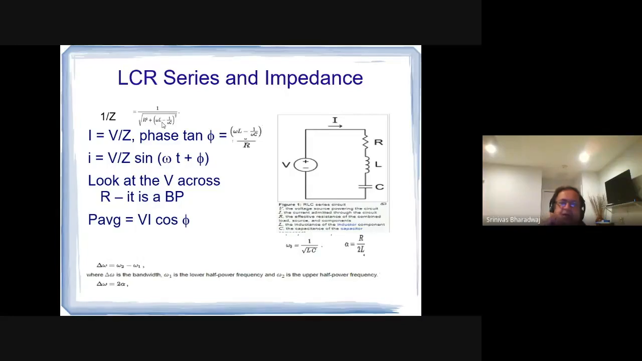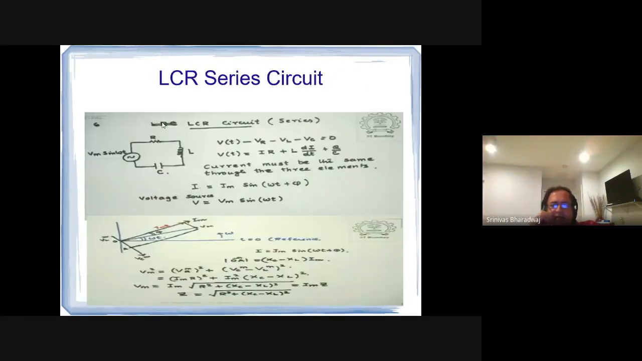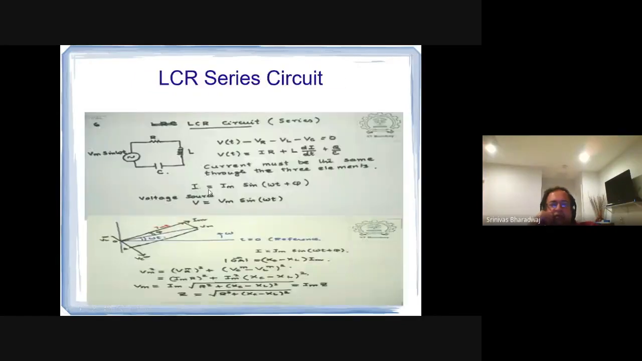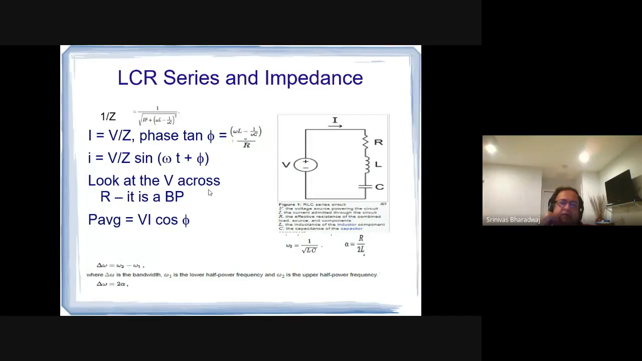So then I equals V over Z sine (omega t plus phi). Now what is phi? Phi is basically the phase, right? So tan phi equals (omega L minus 1 over omega C) by R. Looking at this picture, tan phi is this divided by this. Tan theta is this divided by this, right? So using that, you can then write I equals V by Z sine (omega t plus phi).